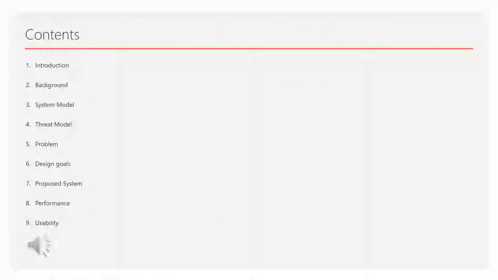The contents that will be covered over this presentation are ordered as such: introduction, background, system model, threat model, problem, design goals, proposed system, performance, and usability.